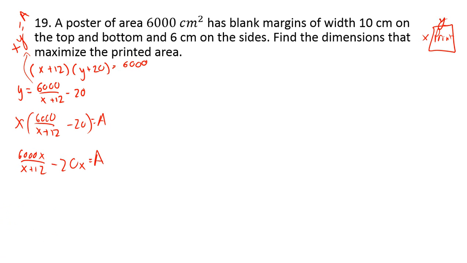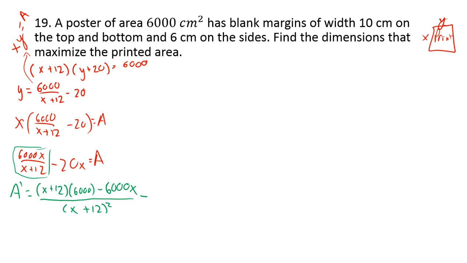We take the derivative of it, which means that A prime would be the derivative here. We'll have to use the quotient rule, which everybody is fine with. X plus 12 times the derivative of the top, 6,000, minus the top times the derivative of the bottom. The derivative of the bottom is 1, all over the bottom squared. And we're going to subtract that by the derivative of the second part, this 20x, the derivative of that is 20. Okay, all right, peachy keen.